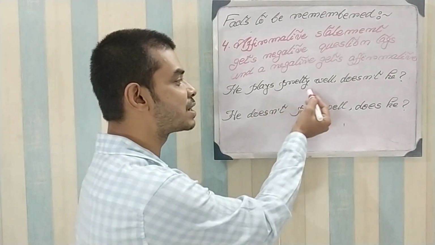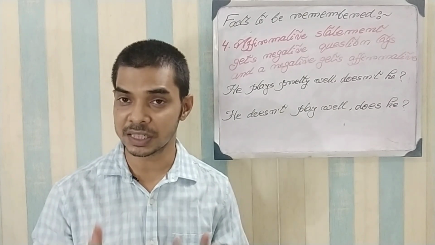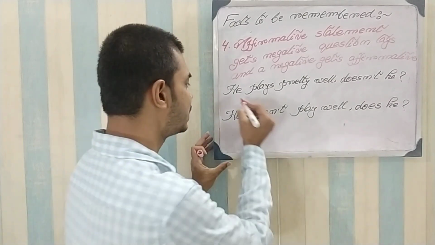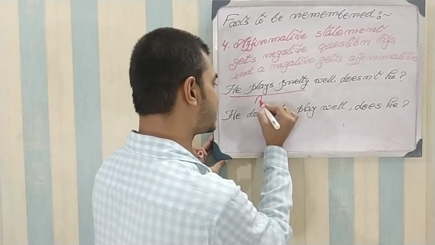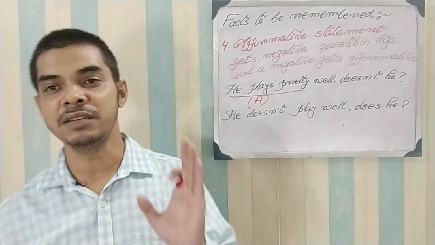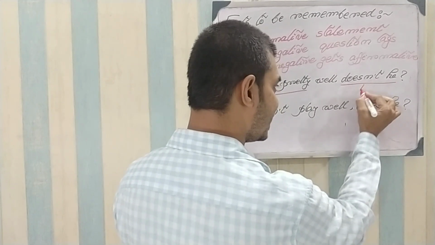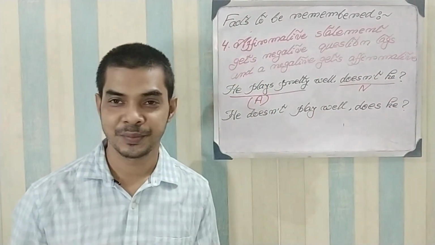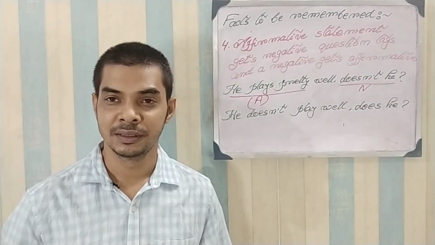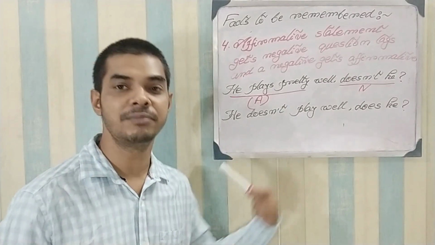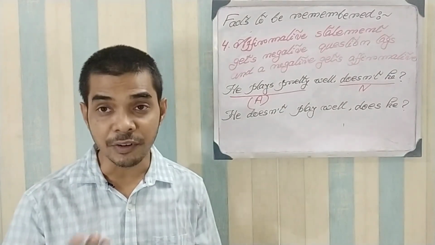He plays pretty well. This is the statement. This is obviously an affirmative statement. He plays pretty well. Now what will we do? We'll make the question tag negative, doesn't he? So this is the point. When the statement is affirmative, the question tag would be negative, and vice versa.